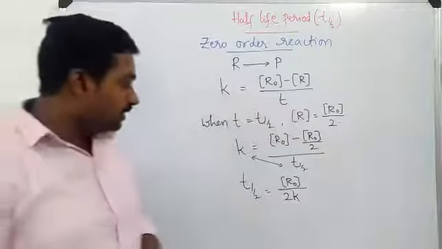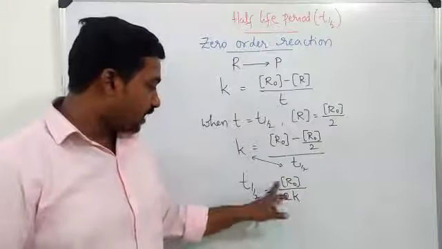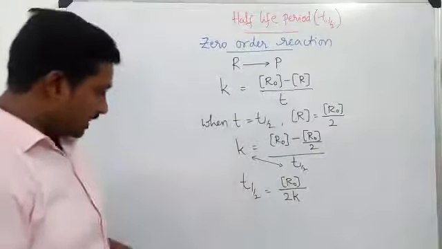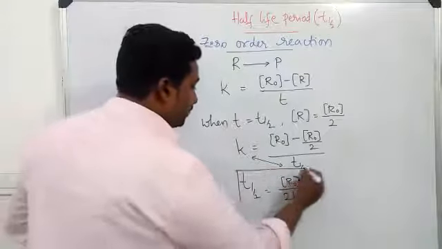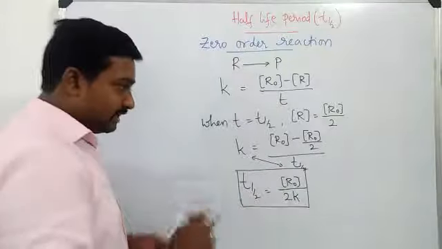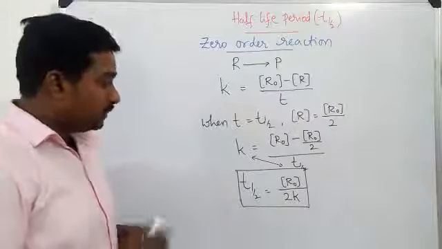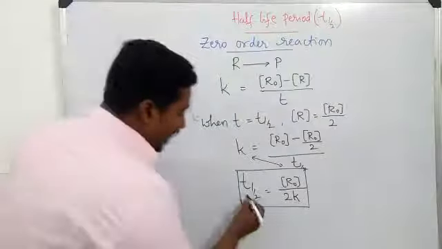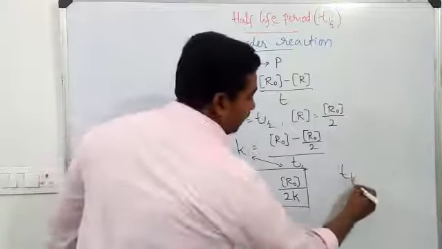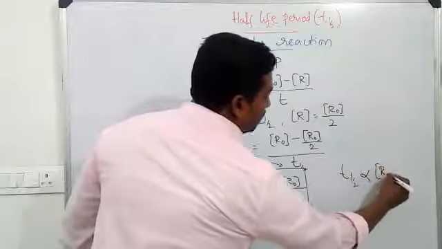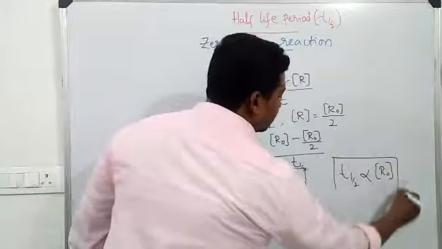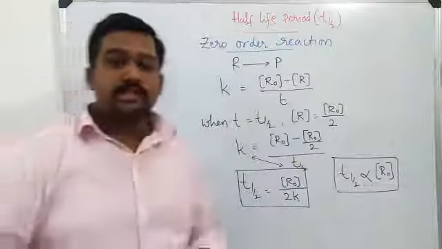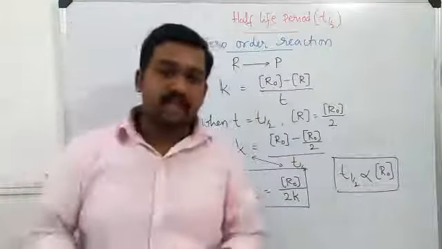So cross multiply k and t half here, you will get t half equals R0 by 2k. K has gone to the denominator, half of R0 is remaining, so R0 by 2k will be the expression for half-life of a zero order reaction. And here the important point to be noted is that half-life is directly dependent upon the initial concentration of this reaction. So I would say t half is directly proportional to R0 for a zero order reaction. So if the initial concentration is high, half-life will be high. If concentration is low, half-life will be low.